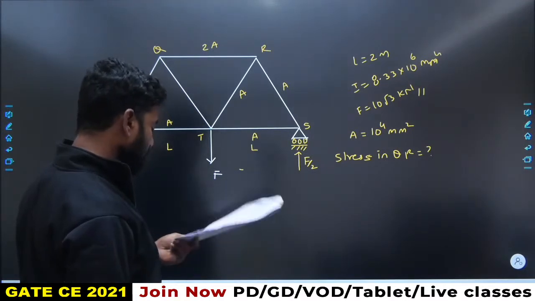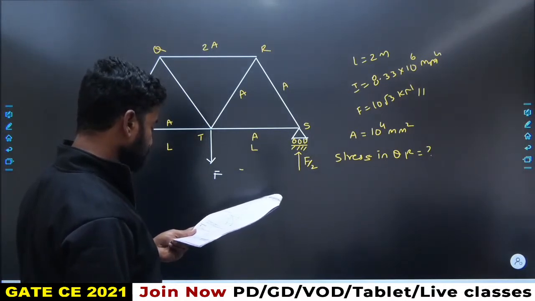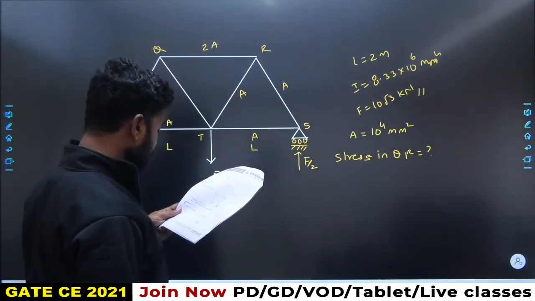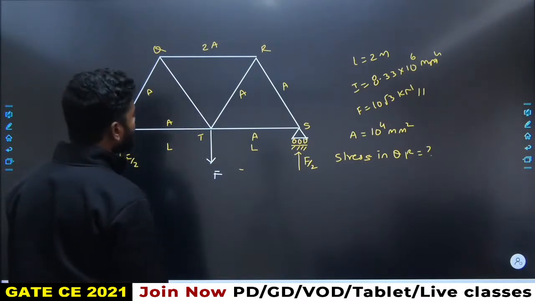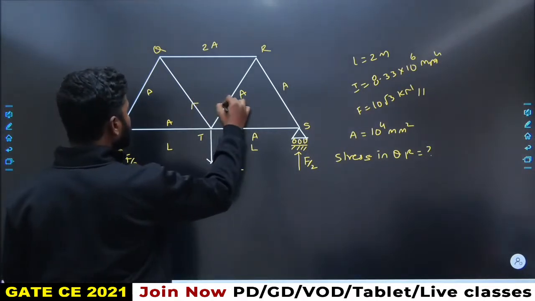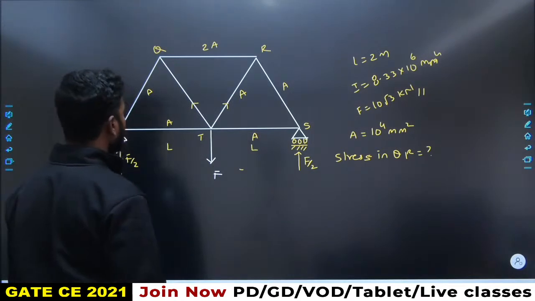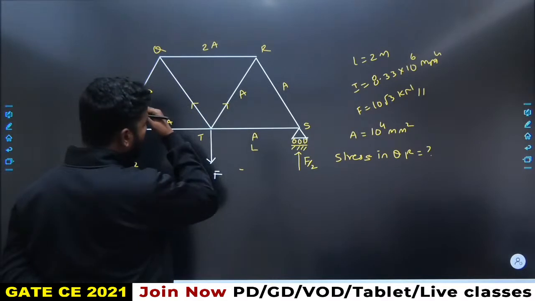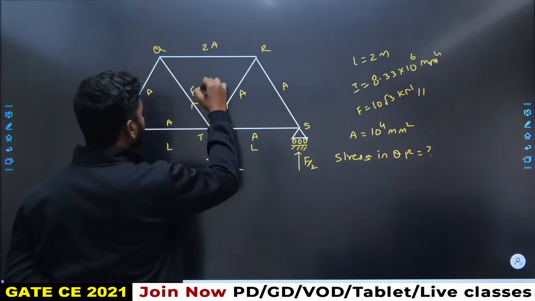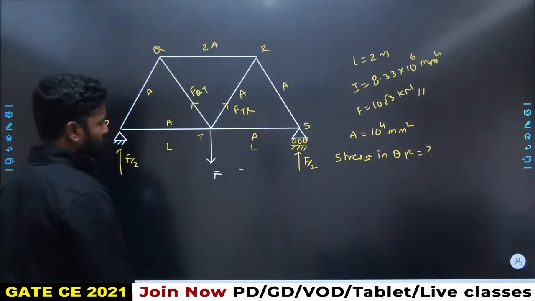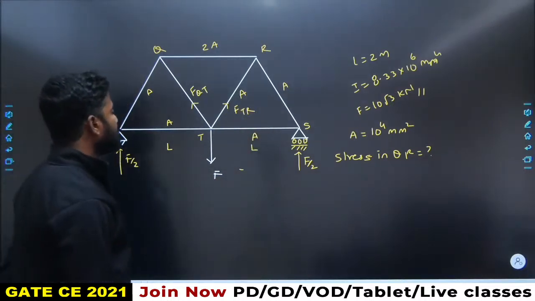Angles are also not given to us. If I take everything to be of the same angle, since from symmetry this must be equal to this, right? From symmetry, you can easily say force in QT will be equal to force in TR. Just from the symmetry, we don't know exactly what this value is.